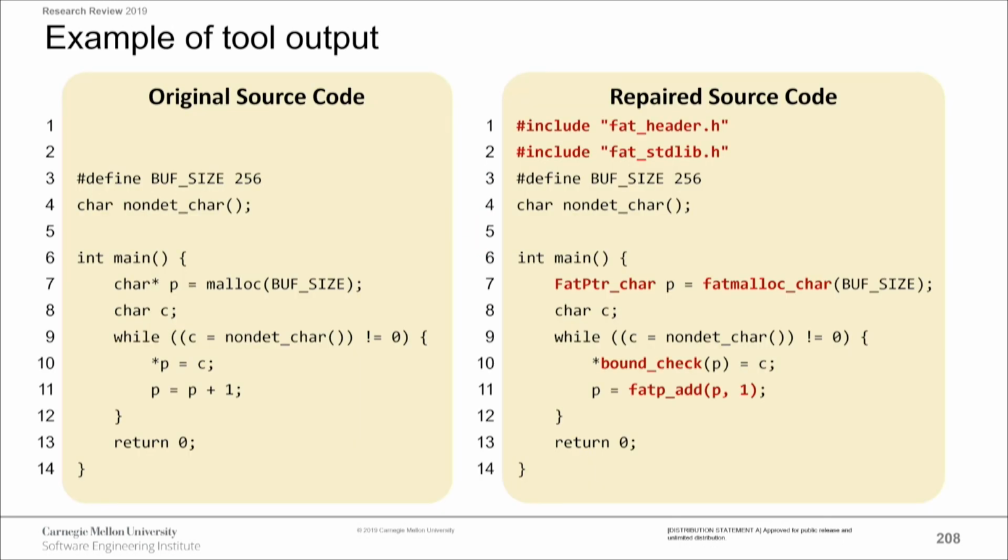So here we see an example snippet of code and the output that our tool currently produces for that snippet. On line 7, we can see that it changes the char star pointer to be a fat pointer, and it wraps the call to malloc inside this wrapper function fat malloc, which basically calls malloc and then just returns the corresponding fat pointer. On line 10, we insert a bound check before the pointer dereference, and then on line 11, we just change the pointer arithmetic to work on fat pointers.